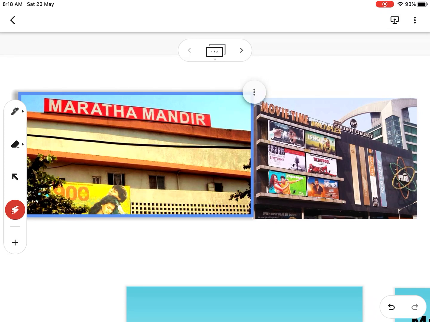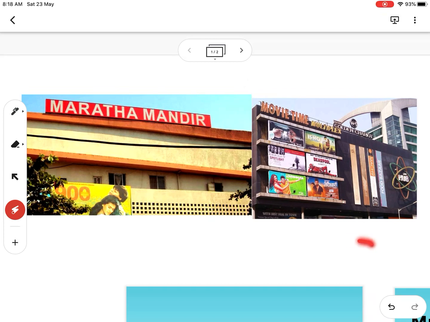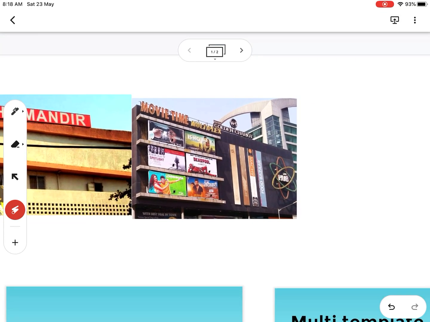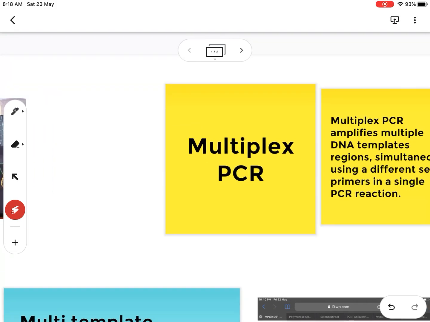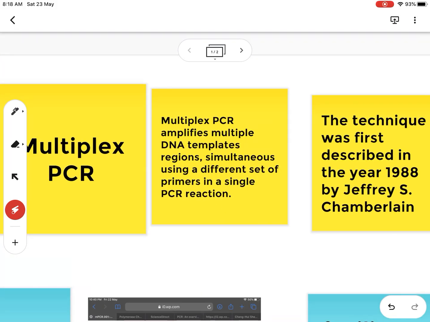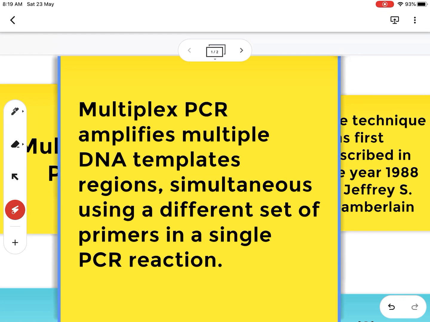Conventional PCR is like a single screen movie theater where only one movie is screened. So in conventional PCR only one DNA template is amplified, whereas in multiplex PCR more than one DNA template can be amplified simultaneously. So the DNA templates can be correlated with movies and the thermocycler can be correlated with the movie theater. So multiplex PCR amplifies multiple DNA template regions simultaneously using different sets of primers in a single PCR reaction.